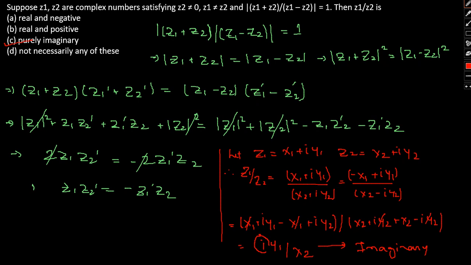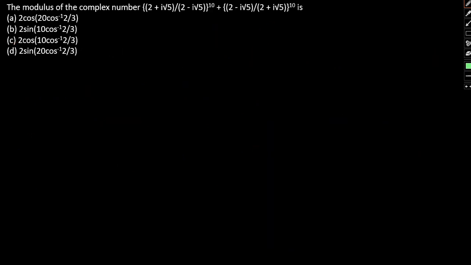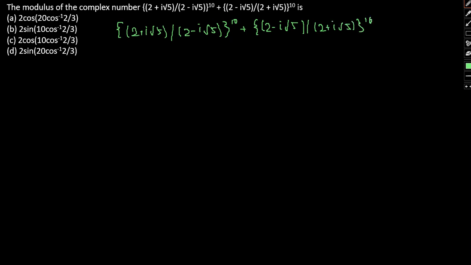So let's move on to the next question. The second question: the modulus of the complex number ((2 plus i root 5) divided by (2 minus i root 5)) to the power 10 plus ((2 minus i root 5) divided by (2 plus i root 5)) to the power 10 is, okay. So let's try and solve this question. So what we have here is (2 plus i root 5) by (2 minus i root 5) to the power 10 plus (2 minus i root 5) by (2 plus i root 5) to the power 10.